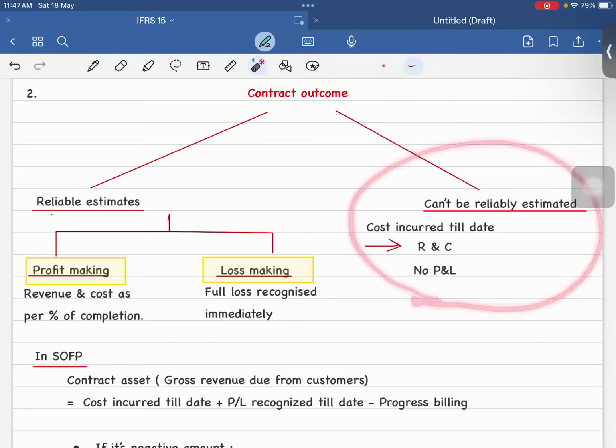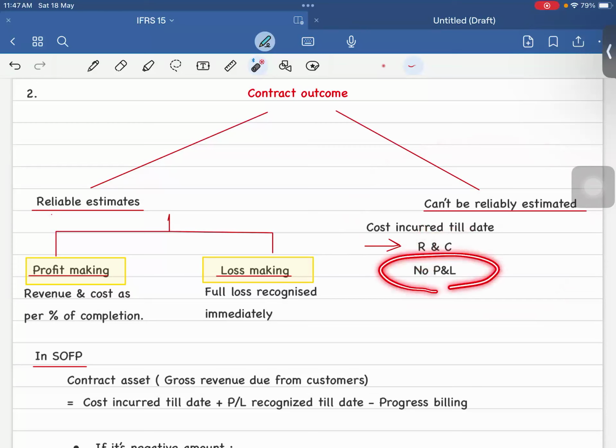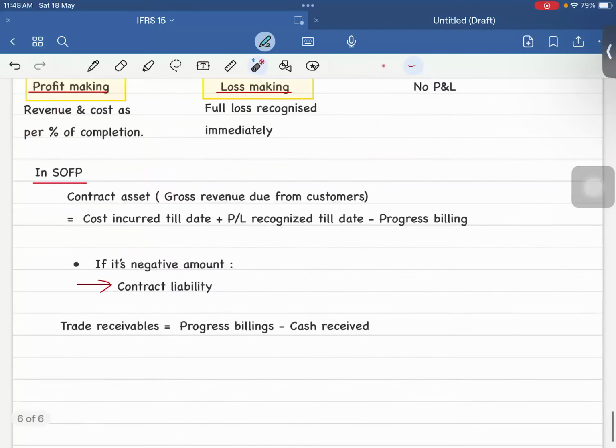Now, in the case of contracts where we can't have a reliable estimate, what you're going to do is recognize whatever has been incurred. That means all the revenue you got till date and all the cost you incurred till date. In this case, there is no P&L recorded. So this is the SOPL case.